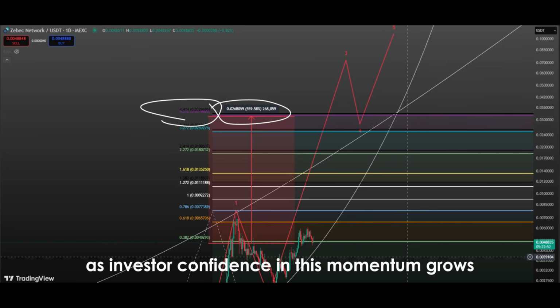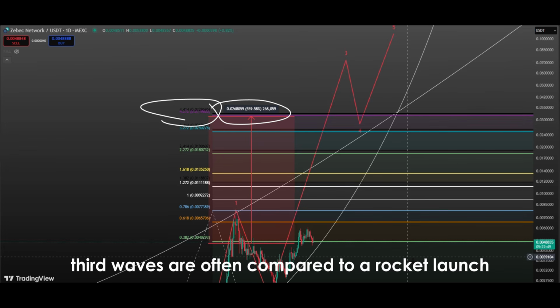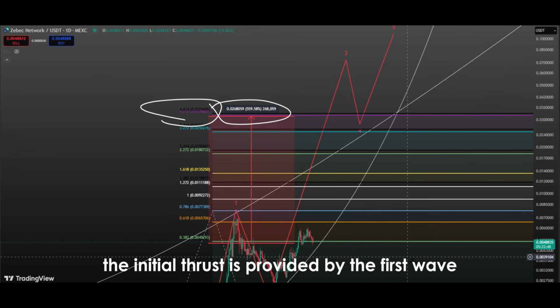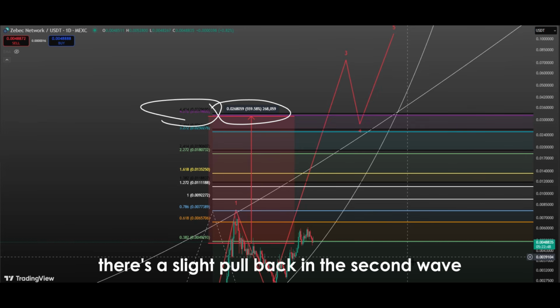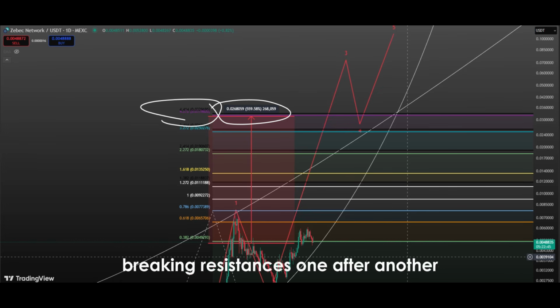As investor confidence in this momentum grows, they increase their positions, causing the price to rise even faster. Third waves within third waves are often compared to a rocket launch. The initial thrust is provided by the first wave, there's a slight pullback in the second wave, during which the market gathers fuel, but once the third wave begins, this energy is suddenly released and the price surges upward, breaking resistances one after another almost without pause.